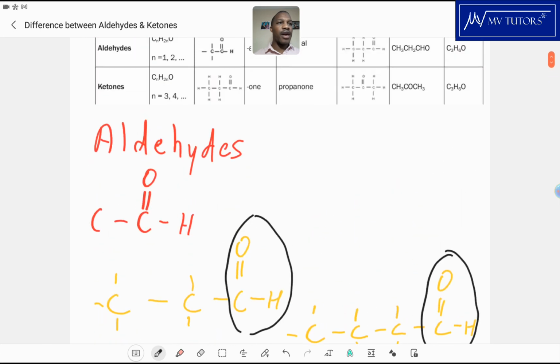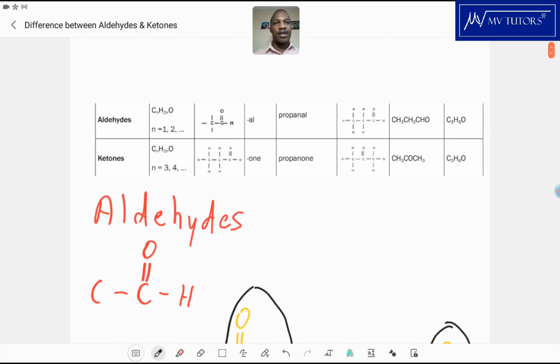Otherwise, they both have the same molecular formula, as you can see over here. The molecular formula is the same. The difference is just in the positioning of the functional group. That's it. Thank you very much.